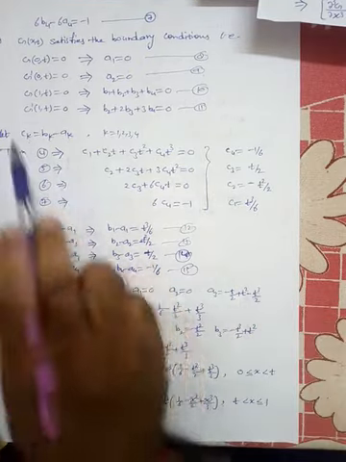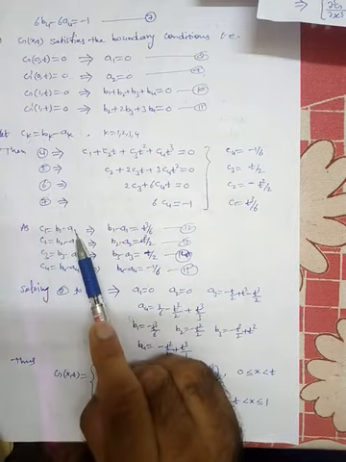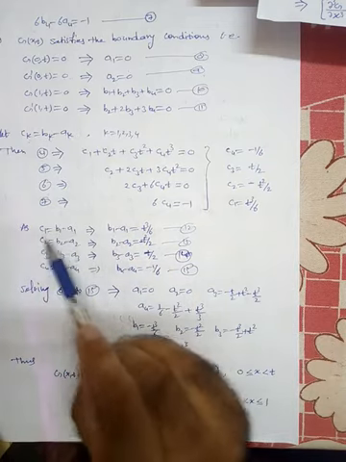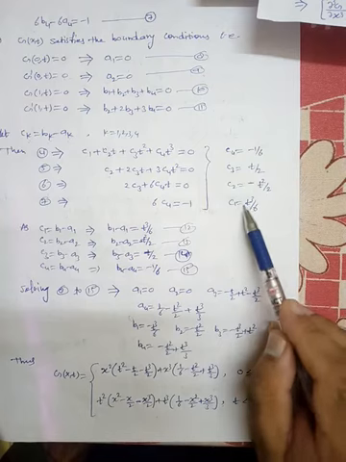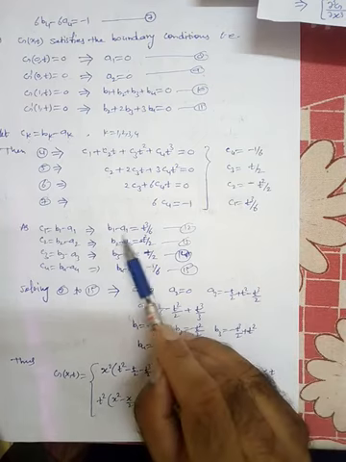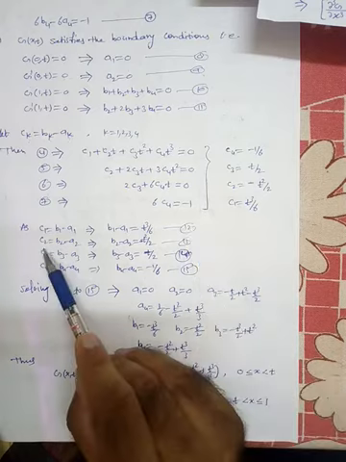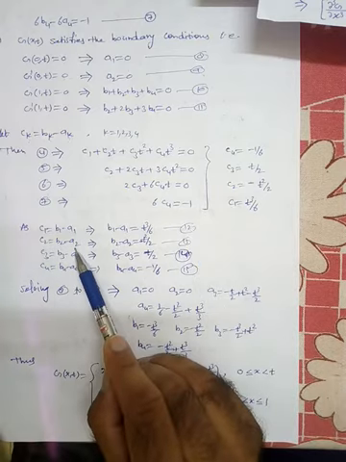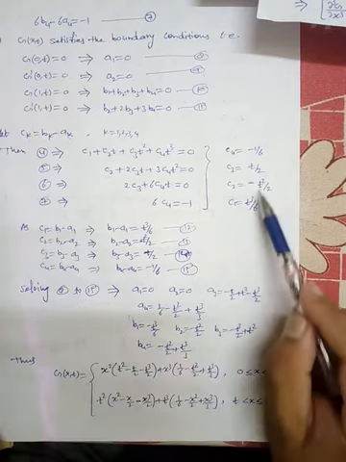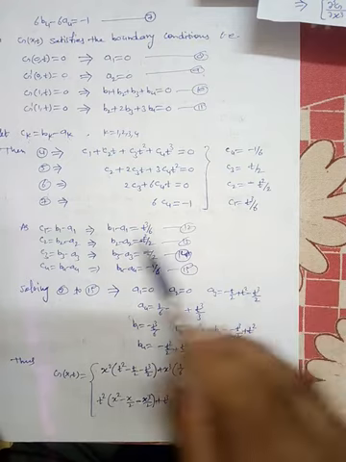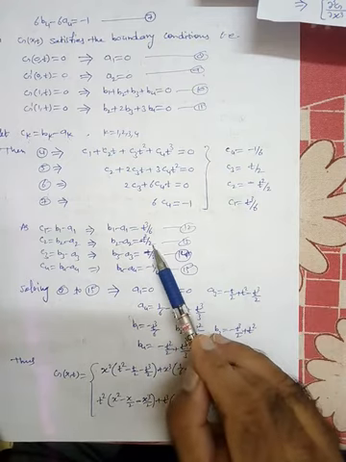So according to this, c1 is equal to b1 minus a1. But c1 is what? t cube by 6. So b1 minus a1 will be t cube by 6. This is equation number 12. But c2 is equal to b2 minus a2. And c2 is what? Minus t square by 2. So b2 minus a2 is minus t square by 2.